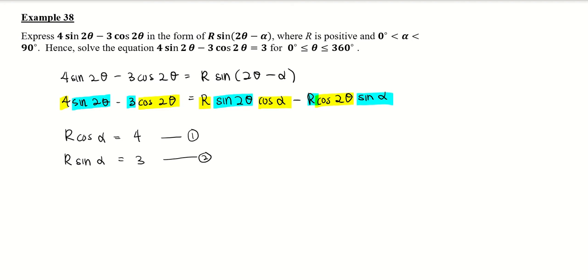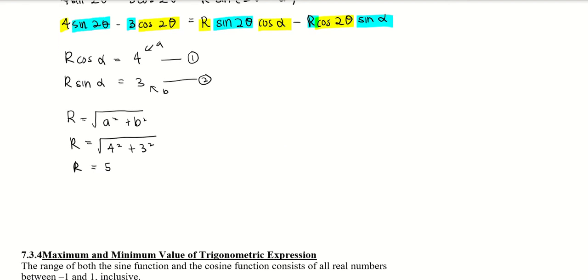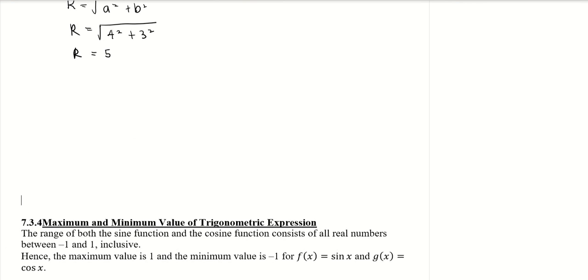Alright, so next we find r and alpha. To find r, we can use the formula: r equals the square root of a squared plus b squared. What is a and b? This is a and this is b. So we get the square root of 4 squared plus 3 squared, and this is 5. So r is equal to 5.